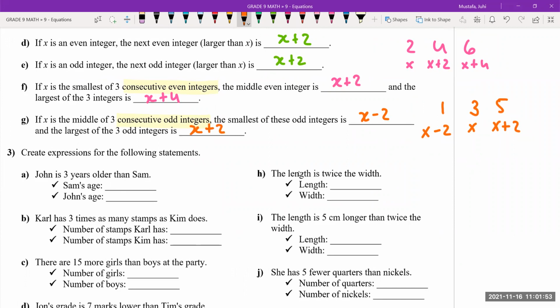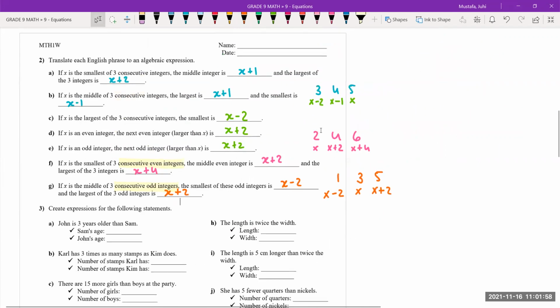So you guys, when you're doing questions like this, always give yourself an example, figure out what they're asking, and you're either adding 1, subtracting 1, adding 2, subtracting 2. That's basically what it is. And then hopefully that'll make sense.